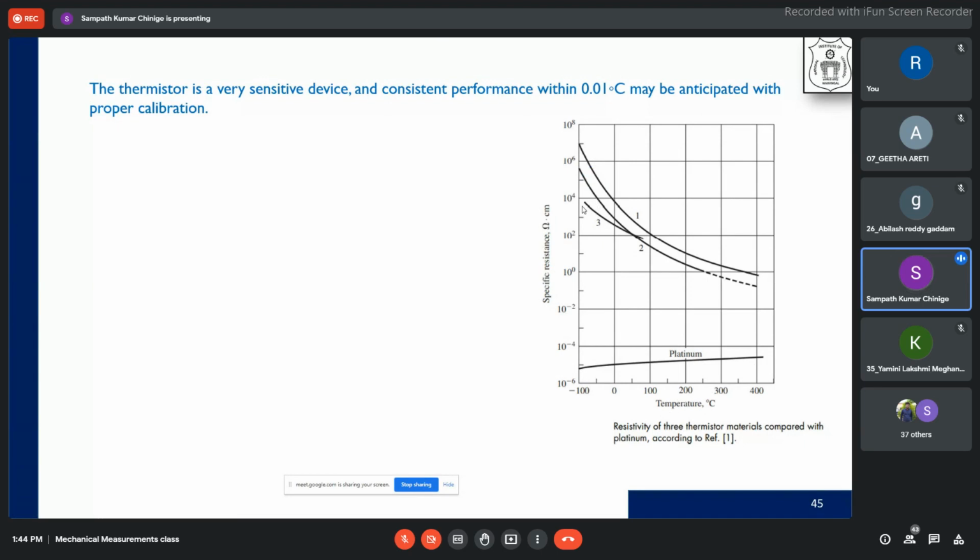These are very high sensitivity devices, because they follow a path of exponential decay. You can see here, it is not a smooth slope of reduction. It has a drastic change in the slope. So for a small change in the temperature, there is a huge difference in the resistance. That's why it is very, very sensitive. And it can perform consistently to around 0.01 degrees centigrade by having a proper calibration.